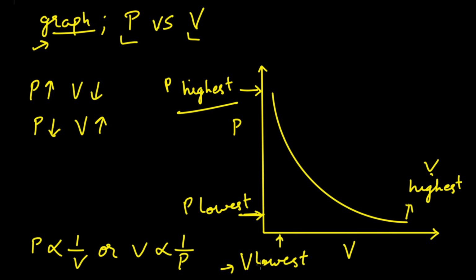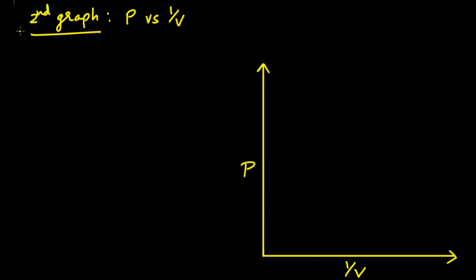Now we will move to the next. The second graph of Boyle's law is pressure versus 1 by V. Now from where we are getting this graph? We have to make use of the ideal gas equation. Let the ideal gas equation be PV equals nRT. Let the number of moles be 1 mole. We are taking 1 mole of gas, so we can write PV equals RT.